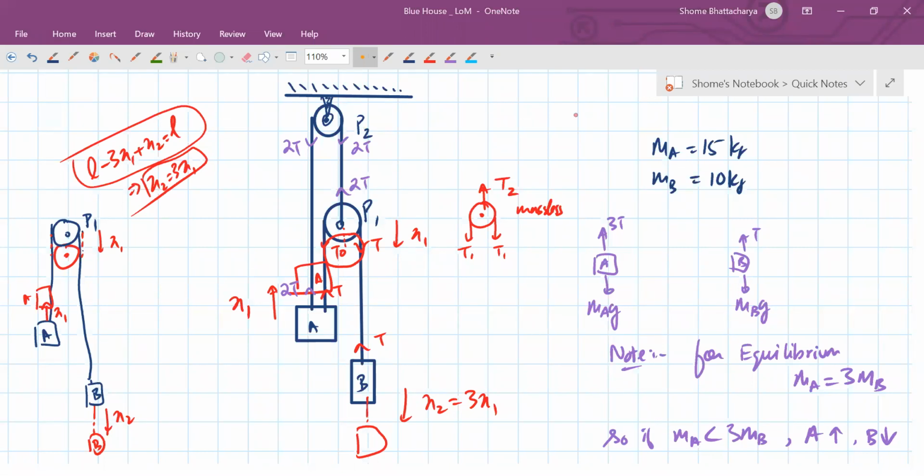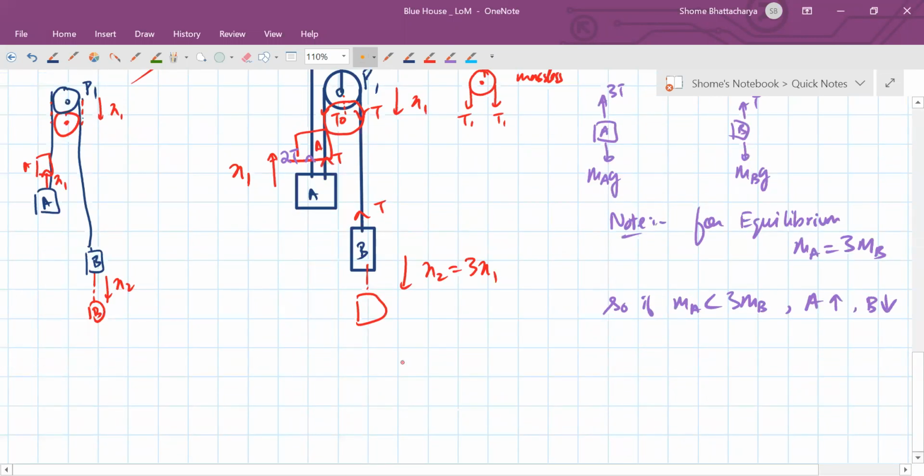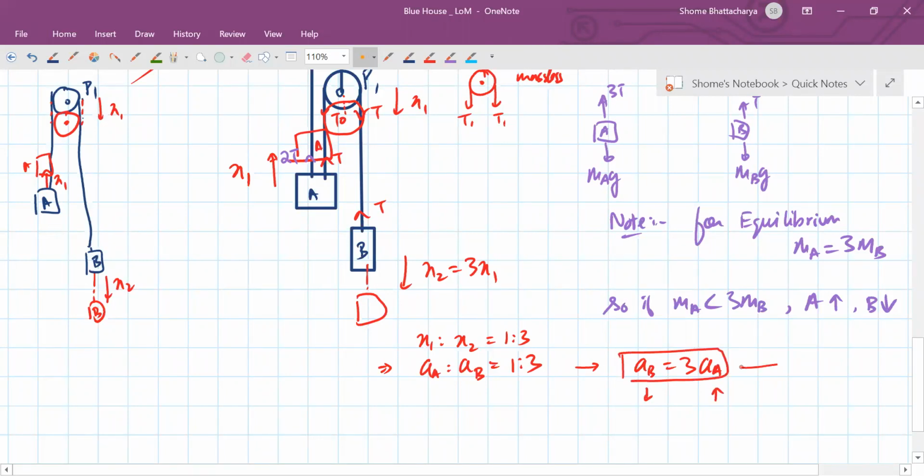Okay. So once you have this constraint relation, from that you will get the relation for the accelerations. Acceleration of A is to acceleration of B will become 1 is to 3, because displacement of A is to displacement of B is 1 is to 3. So the downward acceleration of B is 3 times the upward acceleration of A. This is our first equation.